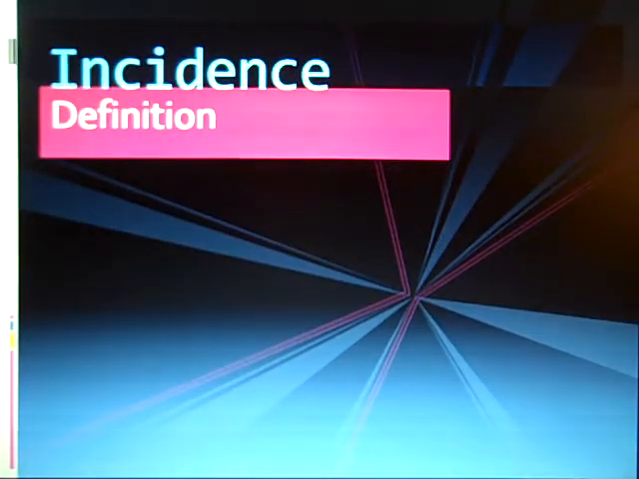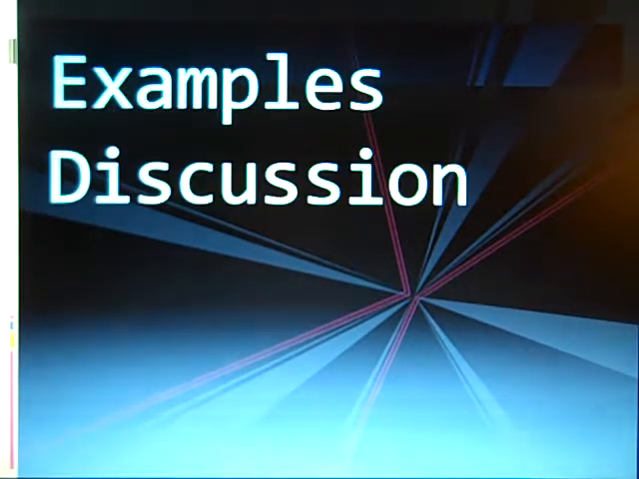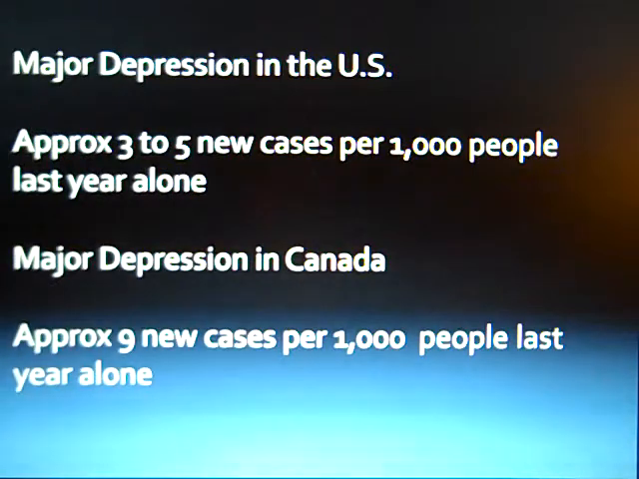Then we have the idea of incidence. Now, incidence differs from prevalence. With incidence, I'll give you some examples here. We're talking about new cases of a certain disorder within a specified amount of time. A lot of times, incidence rates are set up in terms of a calendar year. So we're looking at new cases in the last year.